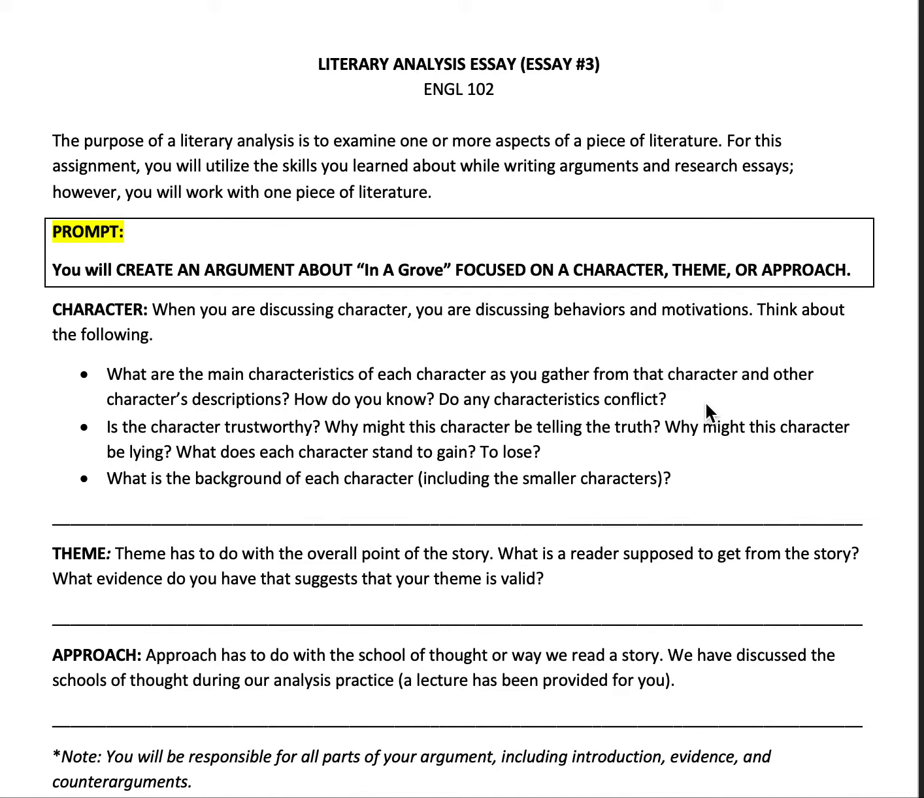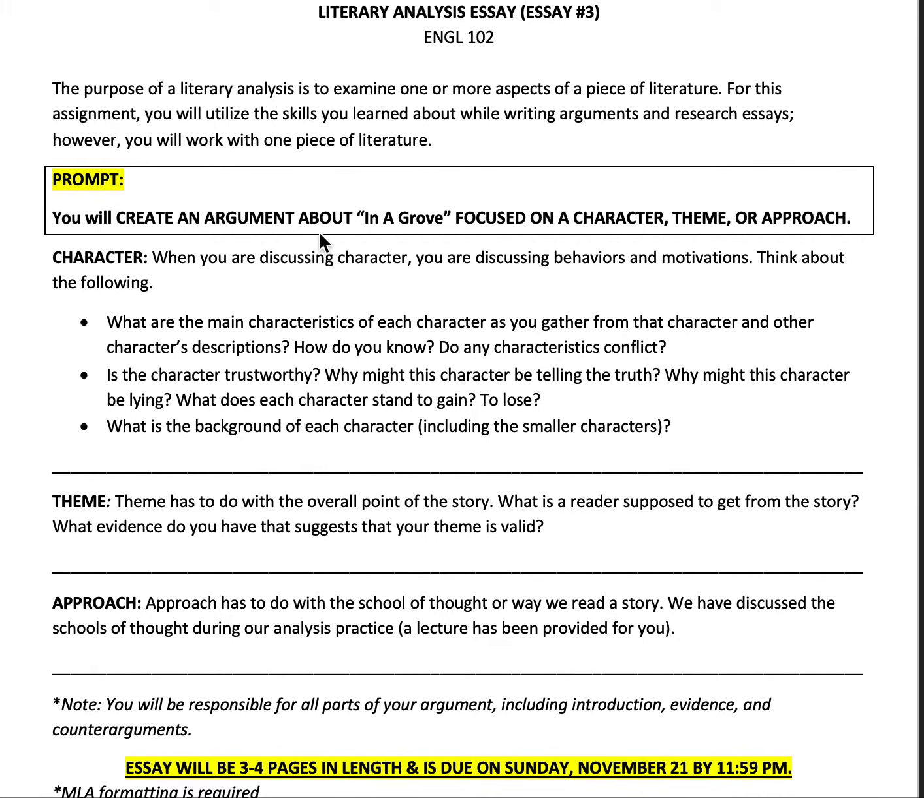Just to reiterate, you are not doing anything with the same topic and stance as your first two essays. This is a literary analysis essay over the short story In a Grove. Your prompt is to create an argument about the short story In a Grove, focused on either a character, a theme, or an approach. We've talked through some of these items in this unit, but whichever you choose, there are some things you're going to want to think about.